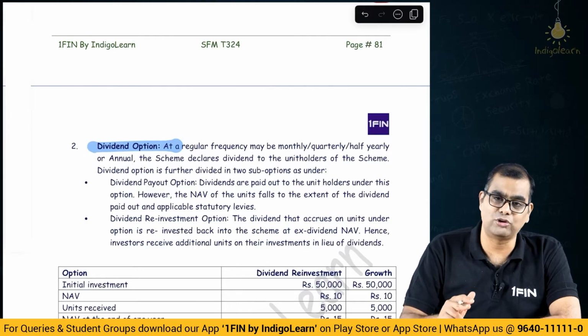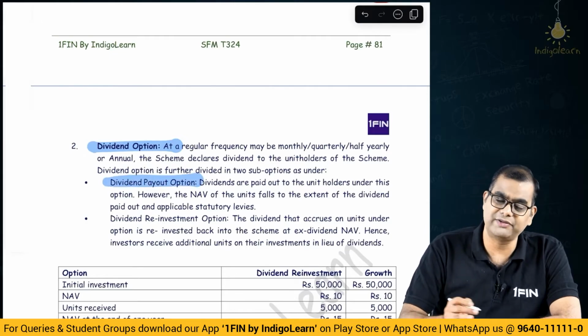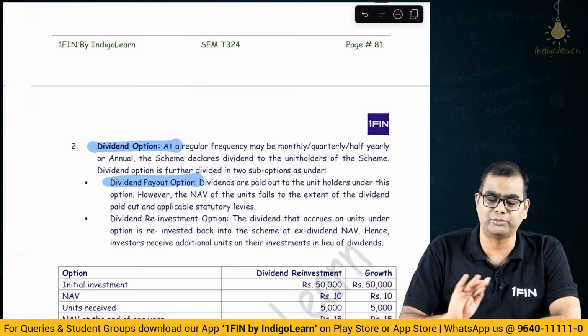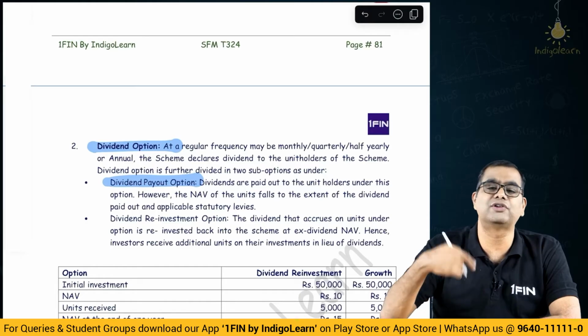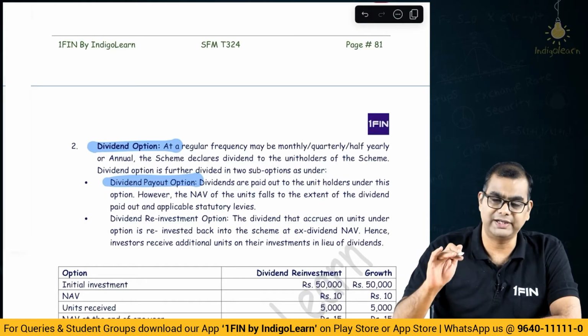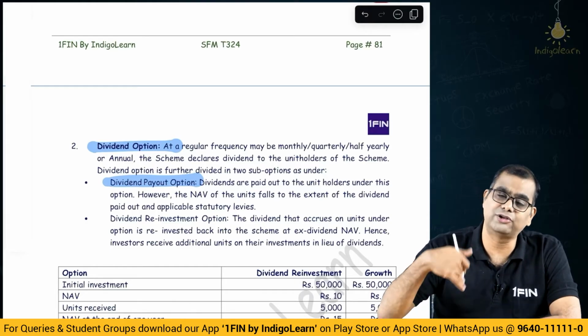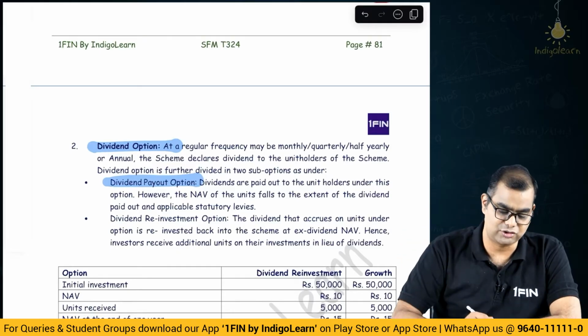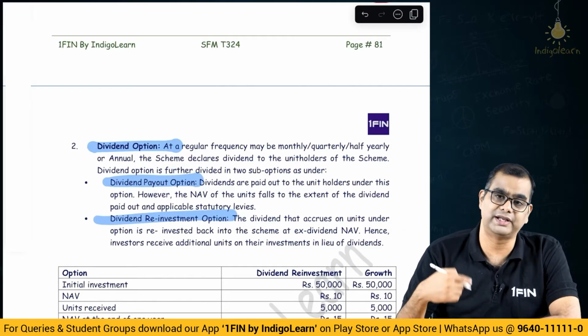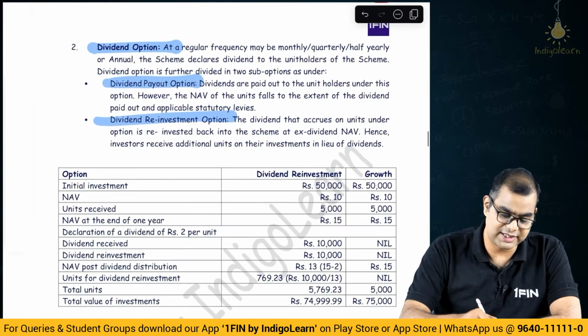There you again have two options. You can say, please give me the dividend in cash, that is, you transfer that dividend to my bank account. Or with that dividend, you buy fresh units of your own scheme. So the dividend given to me, with that the mutual fund scheme itself should buy fresh units of the same scheme. That is called the dividend reinvestment option. The dividends are reinvested.